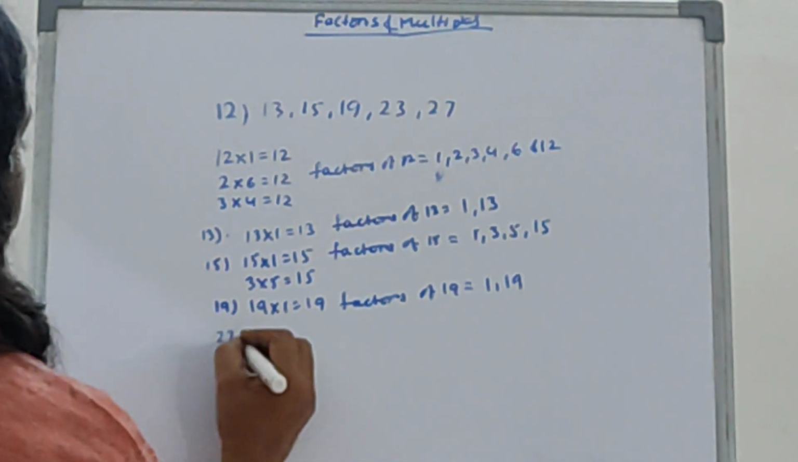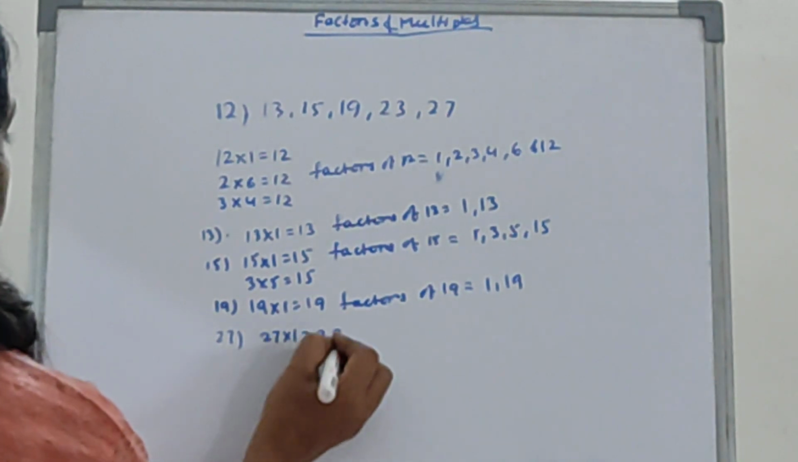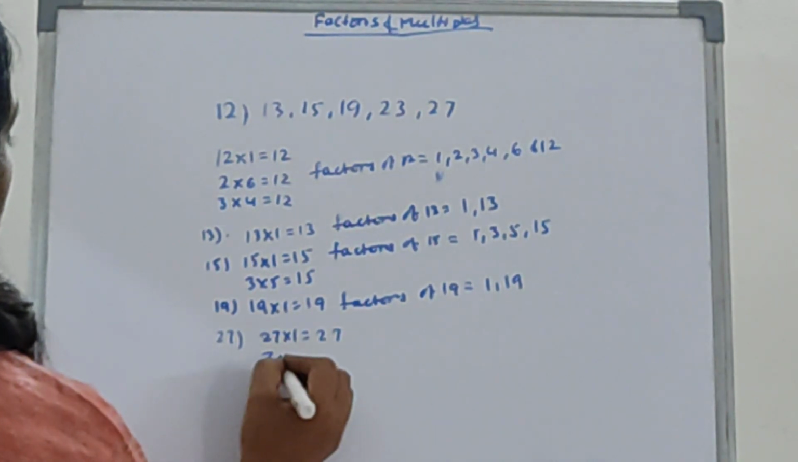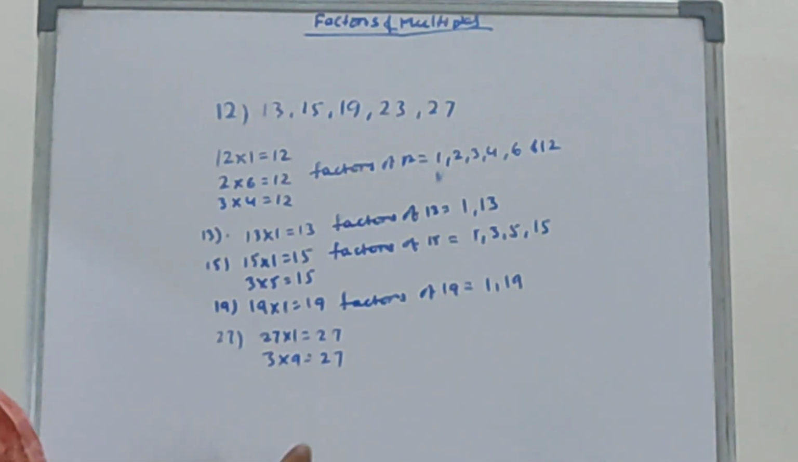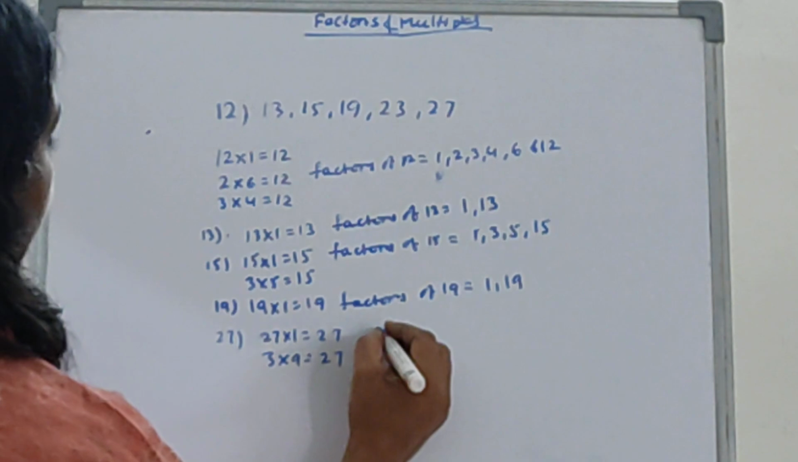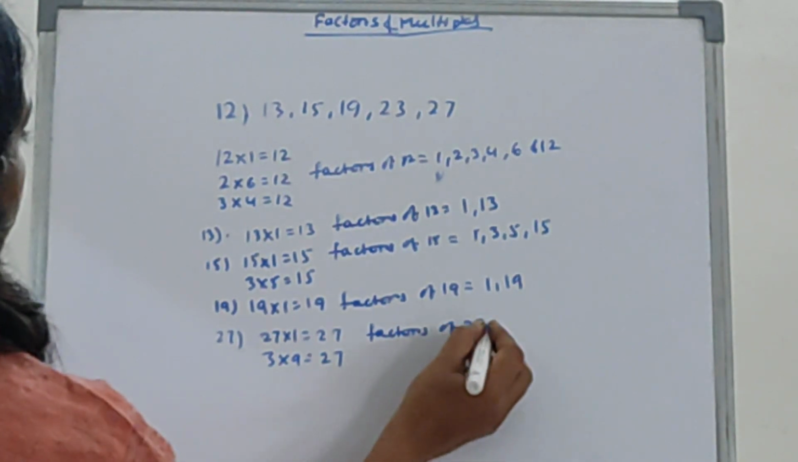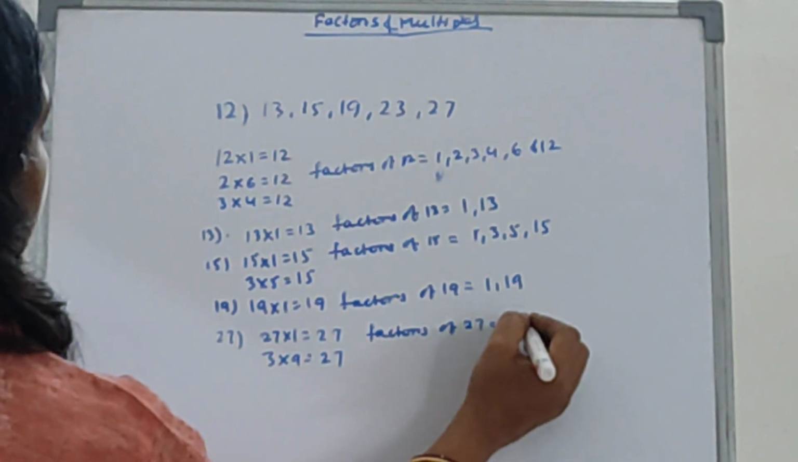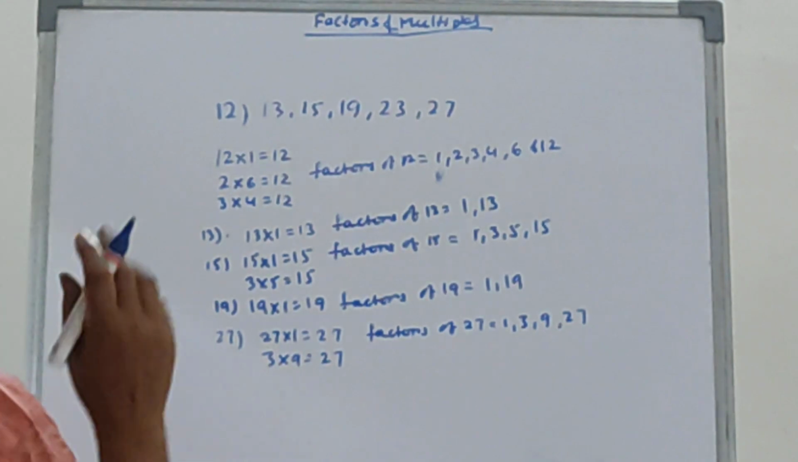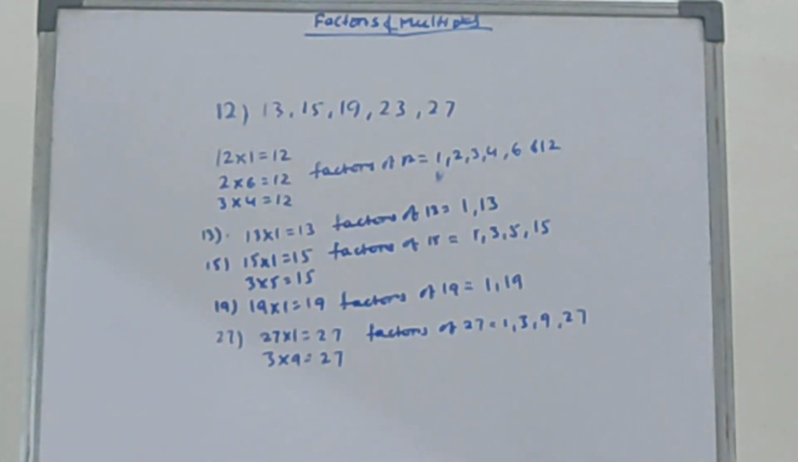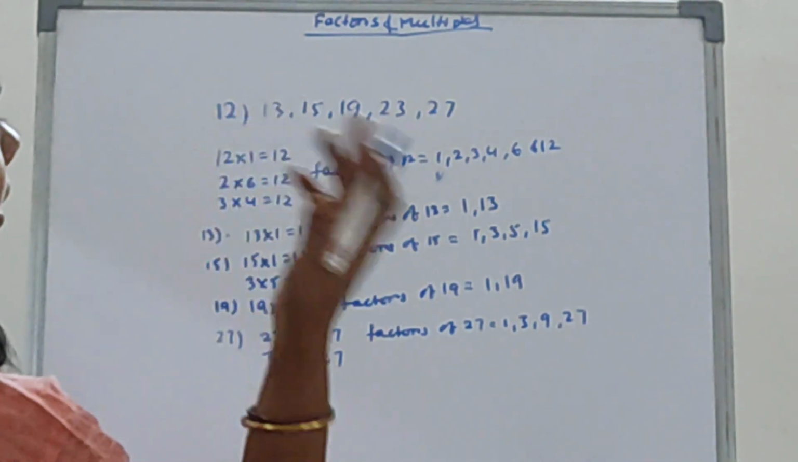Okay, for 27. So 27, 1 times 27, 3 times 9 is 27. So what are the factors for 27? Factors of 27 equal to 1, then 3, then 9 and then 27 itself. Now we will see which numbers have only two factors and which numbers have more than two factors.